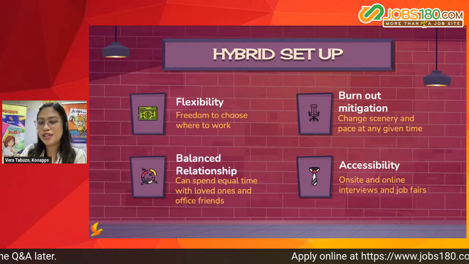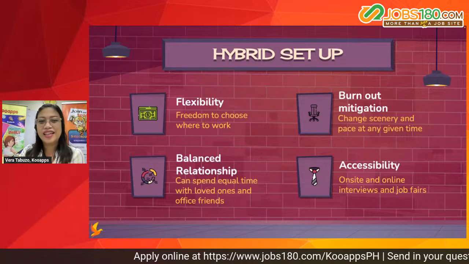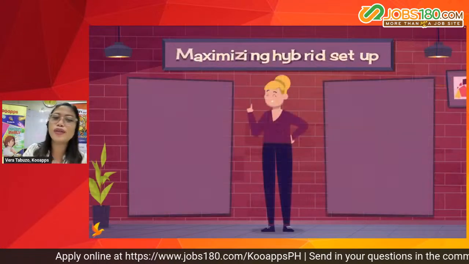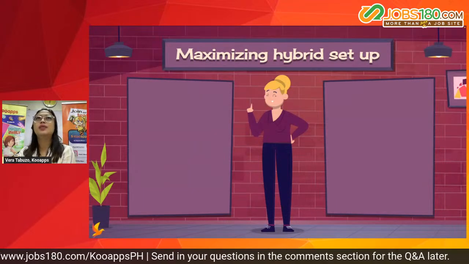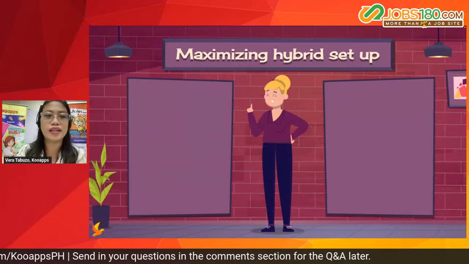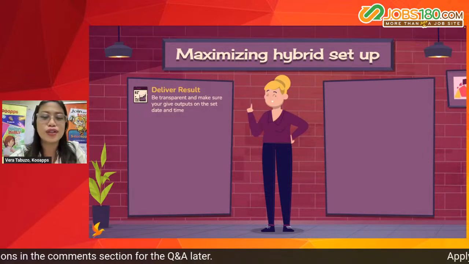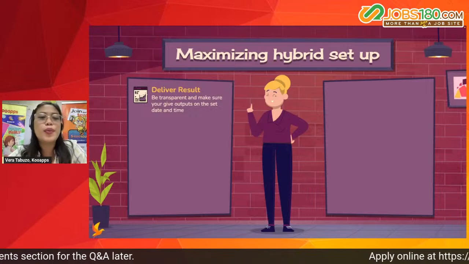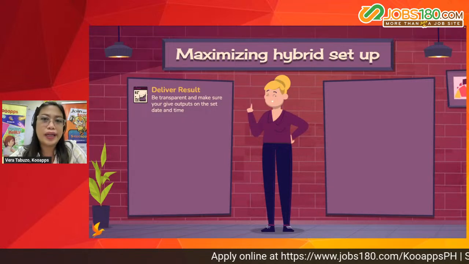Okay, so I hope to see you later in the online job fair. Okay, and next here, so how do you maximize the hybrid setup, or how do you make the most out of this hybrid setup? So first is you will have to deliver results. So you have to be transparent and make sure you give your outputs on the set date and time.